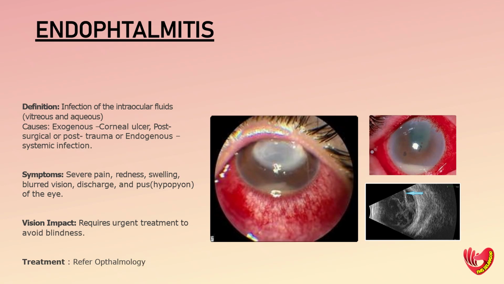Symptoms of endophthalmitis include severe eye pain, vision loss, discharge, and intense redness of the conjunctiva. Hypopyon or inflammatory cells in the anterior chamber of the eye may be present as shown in the picture in the slide. In endogenous endophthalmitis, systemic signs and symptoms may be present.